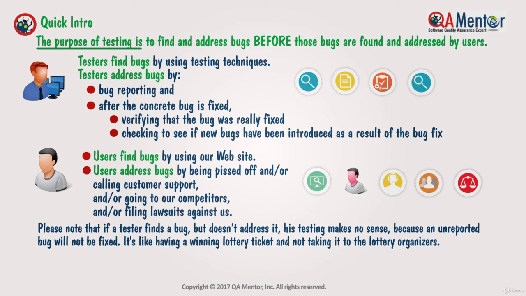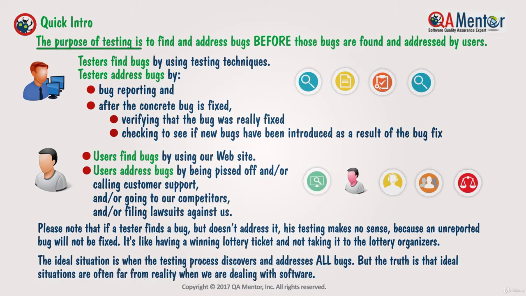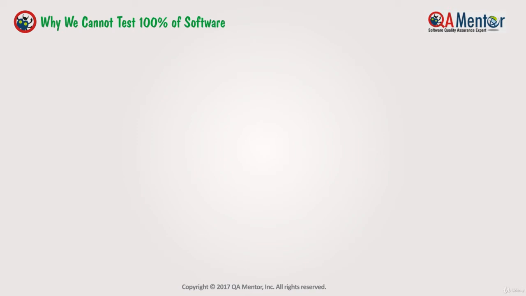Please note that if a tester finds a bug but doesn't address it, his testing makes no sense because an unreported bug will not be fixed. It's like having a winning lottery ticket and not taking it to the lottery organizers. The ideal situation is when the testing process discovers and addresses all bugs, but the truth is that ideal situations are often far from reality when we are dealing with software. Why? We cannot test 100% of software.